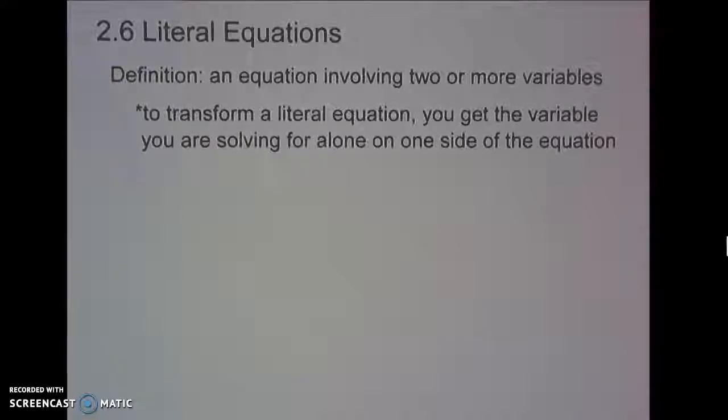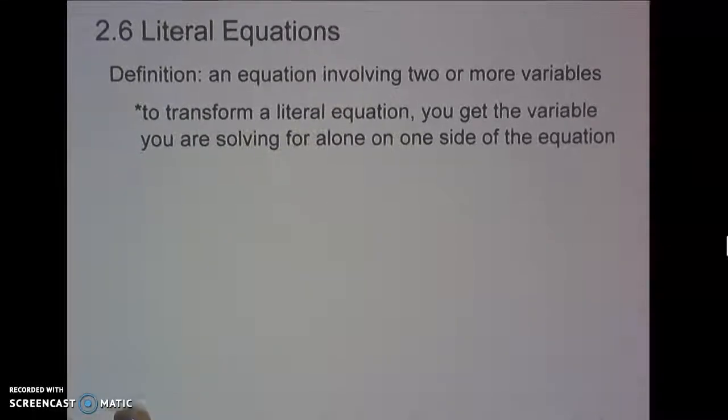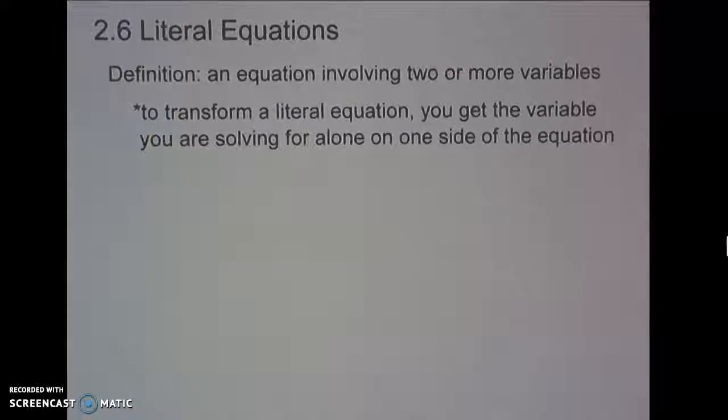Today we're going to be talking about solving literal equations. A literal equation is an equation involving two or more variables. Everything we've seen so far has just been solving with one variable, trying to get x by itself, or m by itself, y by itself, w by itself, whatever variable it was. But we're going to have two or more variables in these equations, and we're going to have to solve for one of them. And they're going to tell us which one to solve for.